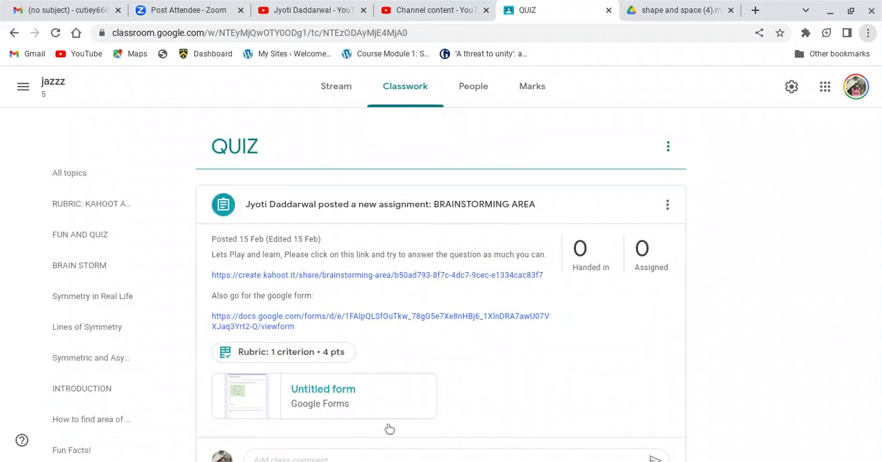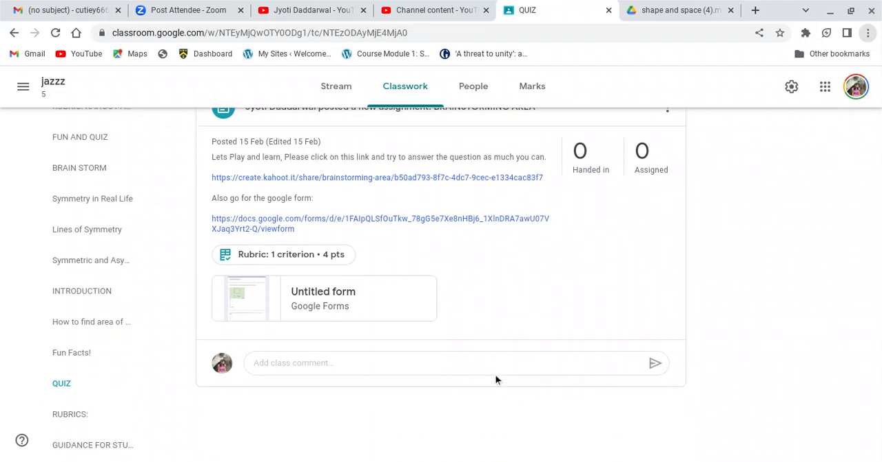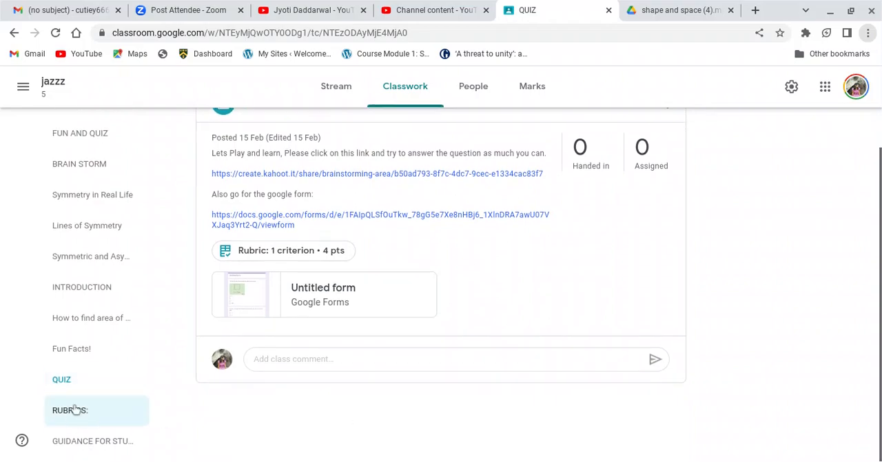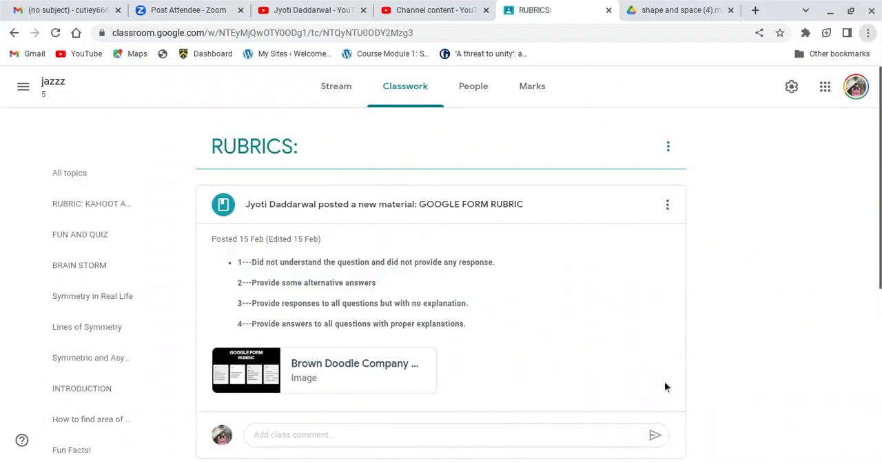Then I introduced two quizzes here. One is Google Classroom and another one is Kahoot. I introduced both of these two things to them.